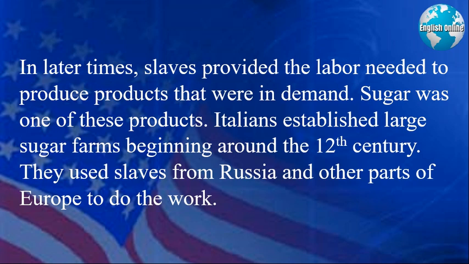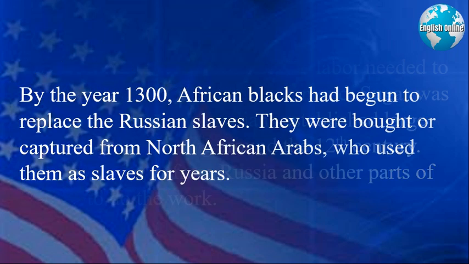Italians established large sugar farms beginning around the 12th century. They used slaves from Russia and other parts of Europe to do the work. By the year 1300, African blacks had begun to replace the Russian slaves. They were bought or captured from North African Arabs who used them as slaves for years.